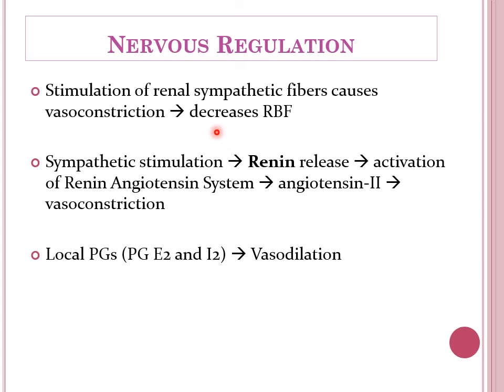Okay. So the mechanism here is that sympathetic stimulation will increase the renin release. Renin will cause activation of the renin angiotensin system, and they will form angiotensin 2. And you know angiotensin 2 has a vasoconstriction effect. So in this way, by vasoconstriction, the sympathetic stimulation will decrease the renal blood flow. This effect is seen whenever you are doing exercise.